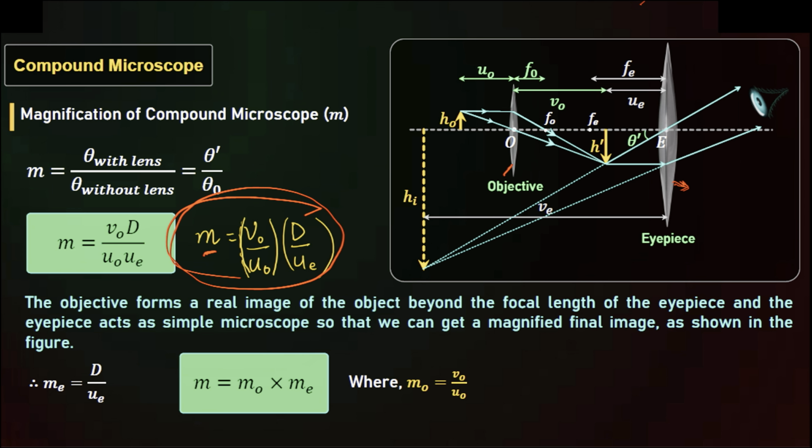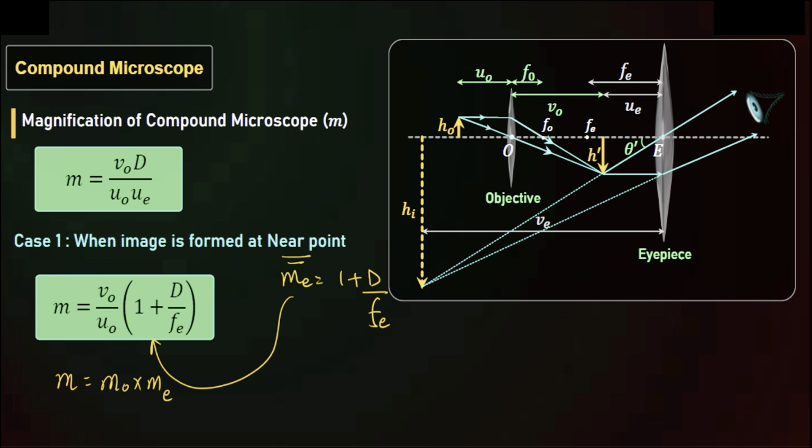Magnification is this one. So in this case also there are two magnification formulas. See this, the first magnification is when the image is formed at the near point. So these are the formulas for the near point, okay. We can say that this is the object distance, this is the focal length of the objective lens, this is the image distance, okay.